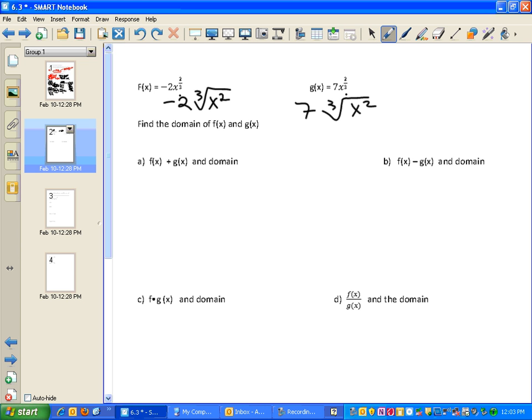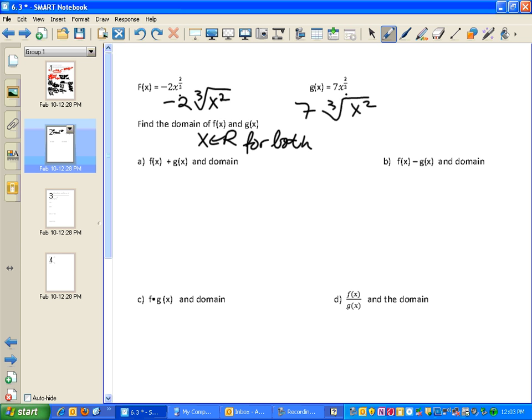Do I have a denominator? Do I have a square root? So what's my domain? X is an element of the reals for both. Do you see how if you ask yourself those questions, they'll help you decide what your domain is? Those are the only two questions you have to ask.